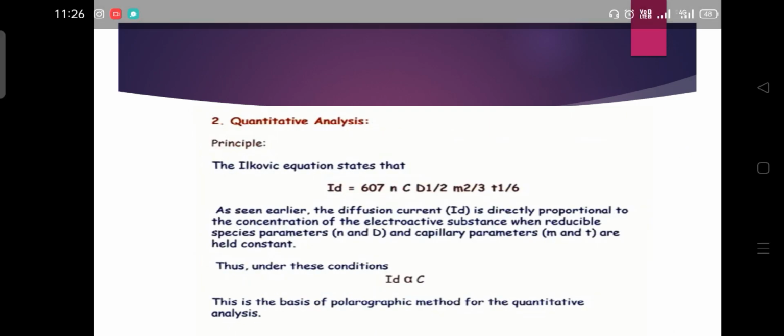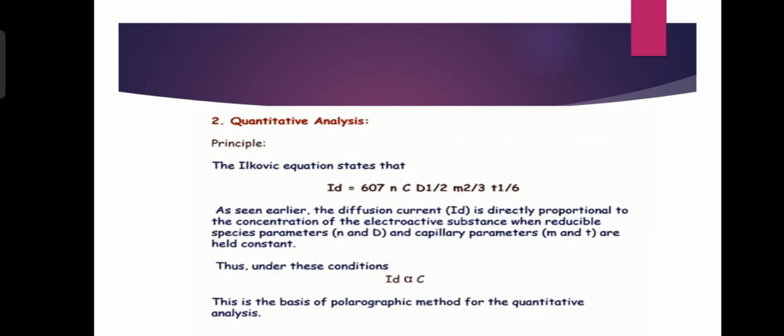Next is our quantitative analysis. For quantitative analysis, we can use the Ilkovic equation, where the diffusion current is equal to 607 n C D to the half m to the power 2 by 3 t to the 1 by 6. Where D is the diffusion coefficient, C is the concentration, n is the number of electrons used in oxidation and reduction, m is the mass of the mercury drop, and t is the lifetime of the mercury drop.